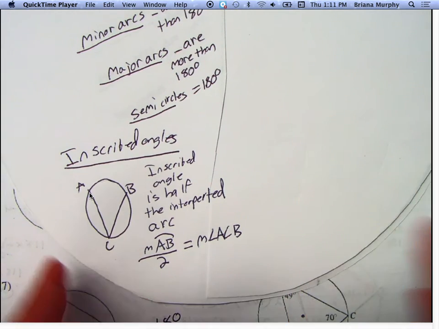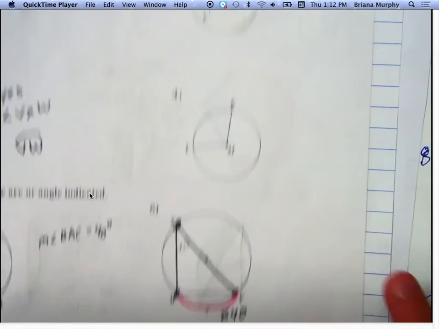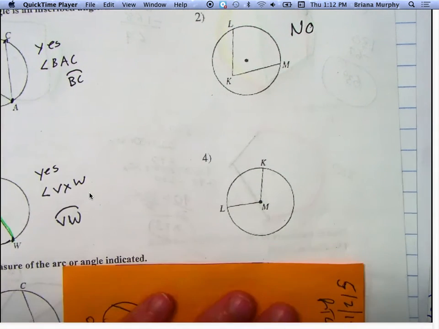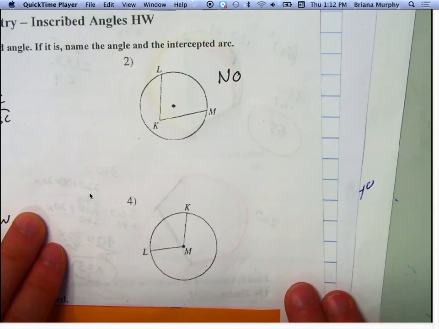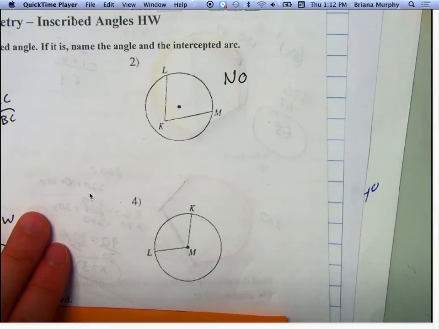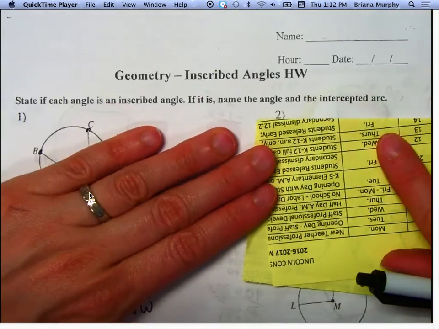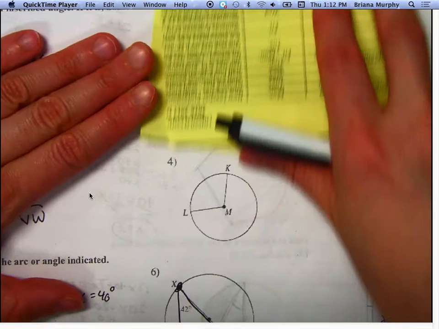Okay? All right, let's look at your homework. I'm going to do number 4. This is called inscribed angles. I don't want you to see all the answers. It states: state if each angle is inscribed. If it is, name the angle and intercepted arc. So we're going to look at number 4.